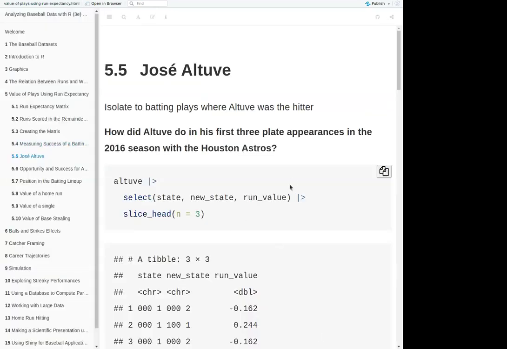So looking at a single player, Jose Altuve, if I'm pronouncing that incorrectly and somebody knows better, feel free to correct me there. But we started to look at batting plays where Altuve was the hitter. And our first big question was, how did Altuve do in his first 3 plate appearances in the 2016 season? The book didn't mention this, but I Googled it because I am not familiar with all players from all times and all seasons, but he was part of the Houston Astros in the 2016 season.